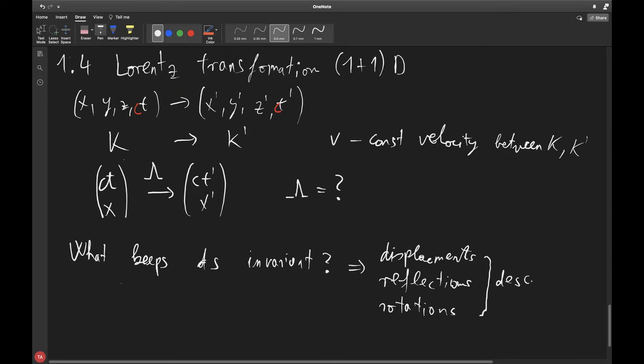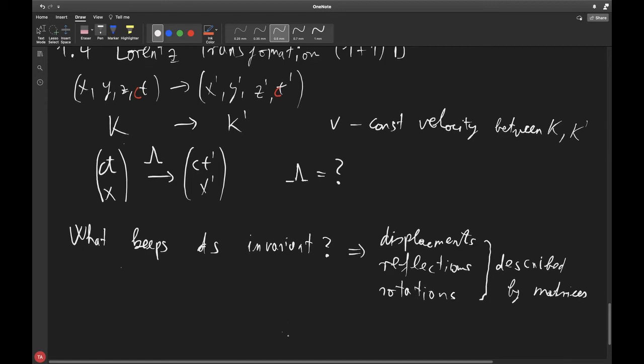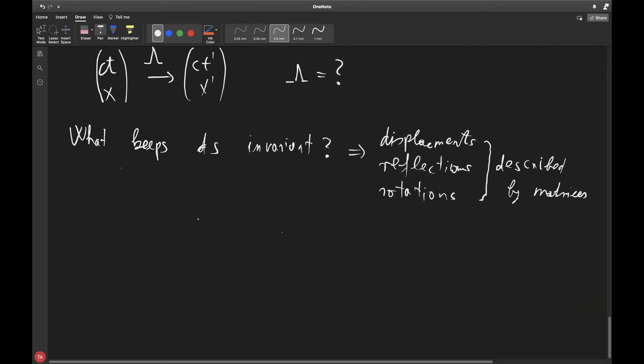So these are described by matrices. So we have a vector, we apply a matrix to it and get another vector. And so it's a two-dimensional vector here, ct prime, x prime. So our matrix is going to be a 2 times 2 matrix, and we get ct, x as the outcome. We don't know anything about this matrix, so we're just going to denote its elements with some letters, and let's just use the Greek letters alpha, beta, gamma, and delta here.